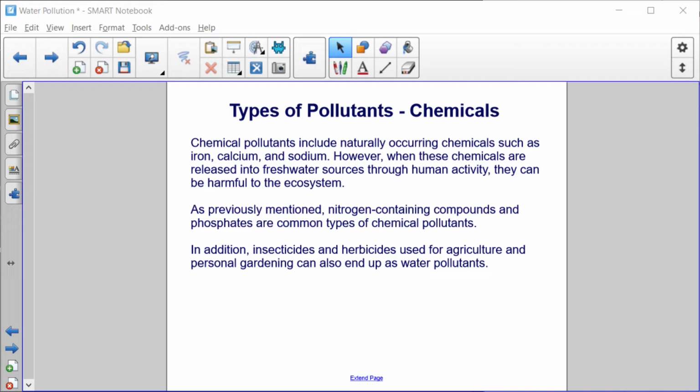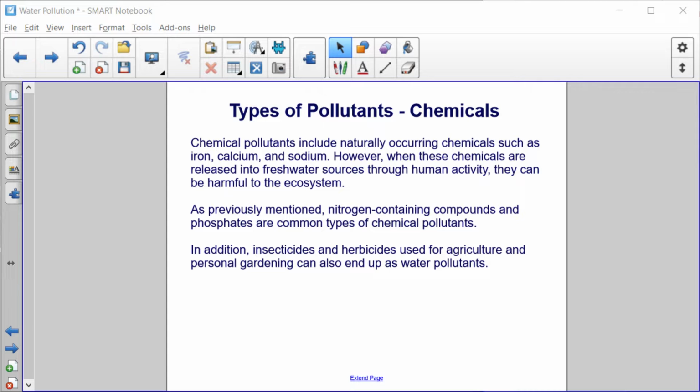We will now discuss types of pollutants, beginning with chemicals. Chemical pollutants include naturally occurring chemicals such as iron, calcium, and sodium. However, when these chemicals are released into freshwater sources through human activity, they can be harmful to the ecosystem.